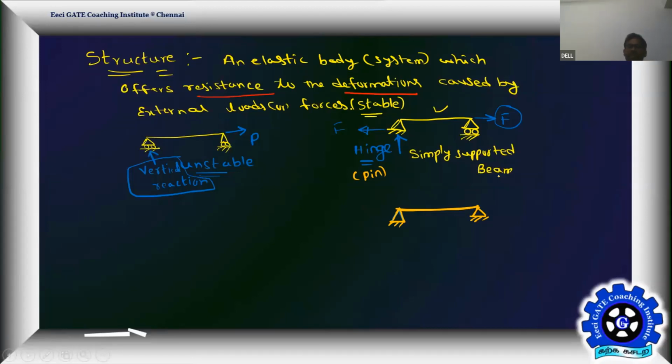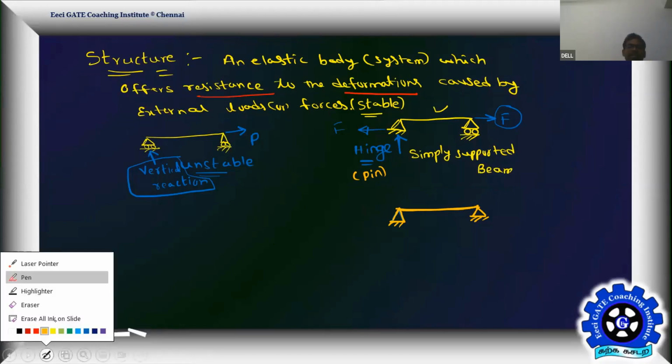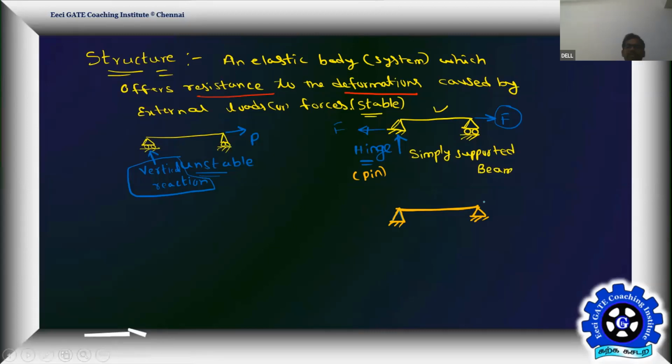Yes, it's stable, because if you apply a horizontal force over here, will it deform? Will it be stable there or is it going to move away? Because these are pin supports or hinge supports, they will be able to offer resistance to horizontal load. This is also a stable structure and it is also called a simply supported beam, but it is indeterminate. Why is it indeterminate? Can you please tell me?